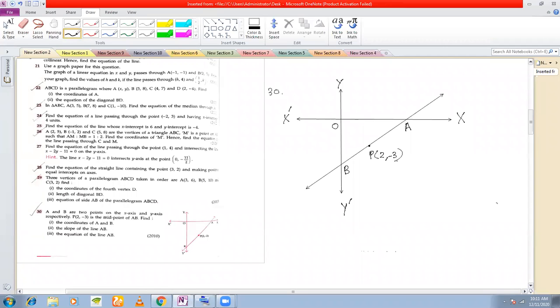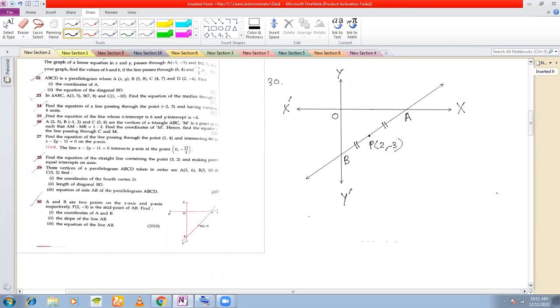Okay. Question is, A and B are 2 points on the x and the y axis, respectively. P (2, minus 3) is the midpoint of AB. So clearly this P is the midpoint of this segment. That means this part must be equal to this part. Question is, find the coordinates of A and B. First part. You need to find out the coordinates of A and B.